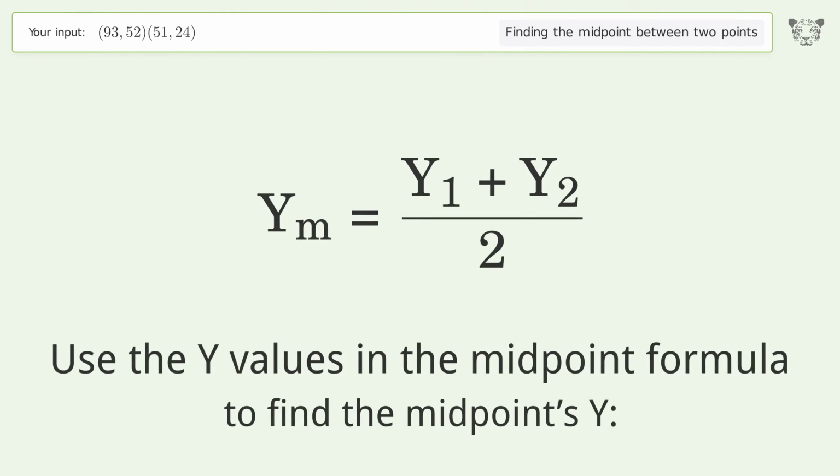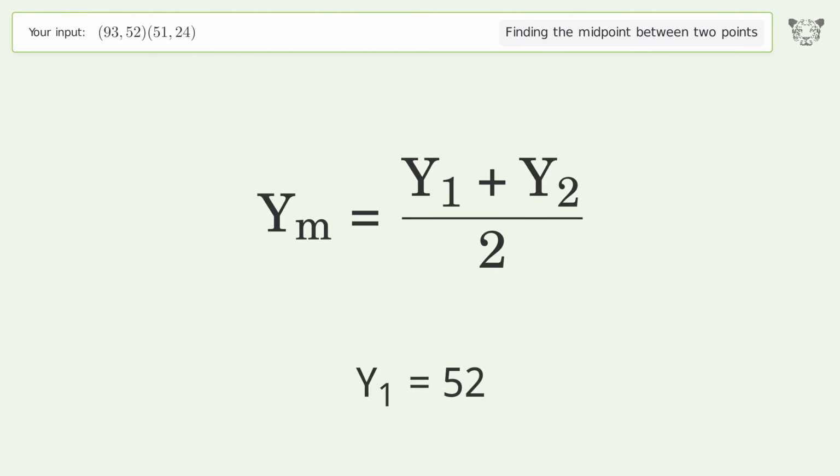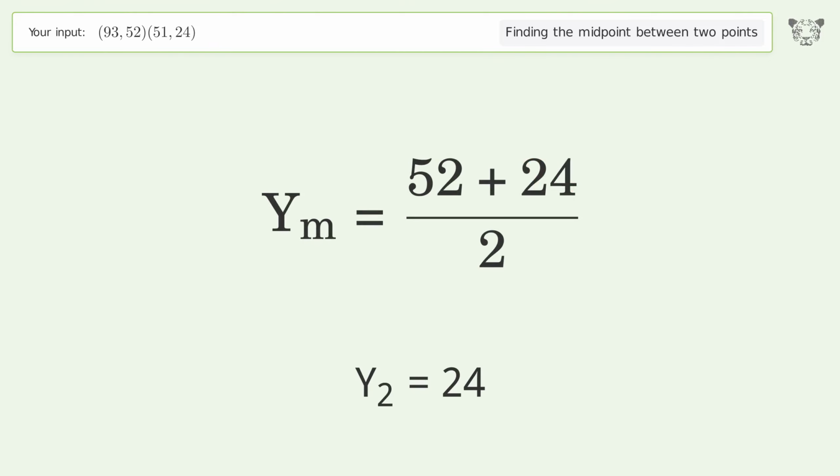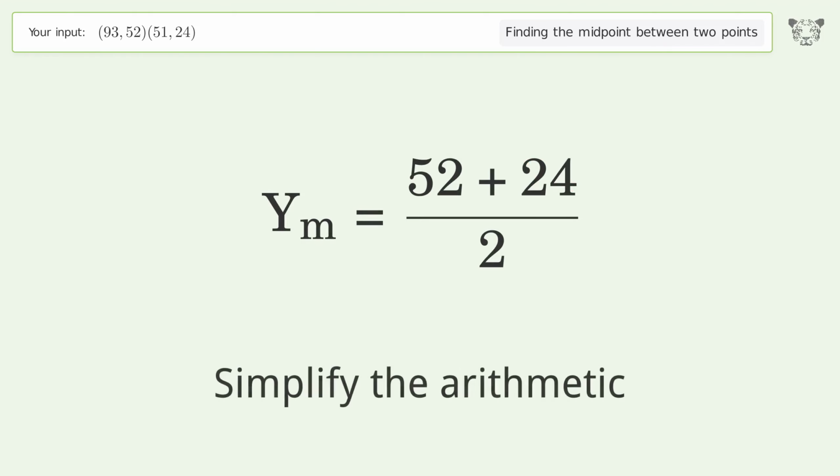Use the y values in the midpoint formula to find the midpoint's y. y1 equals 52. y2 equals 24. Simplify the arithmetic.